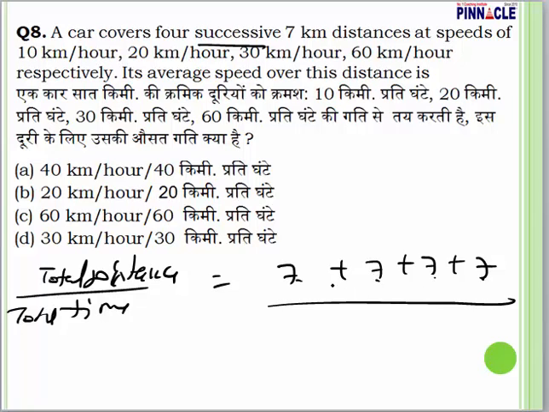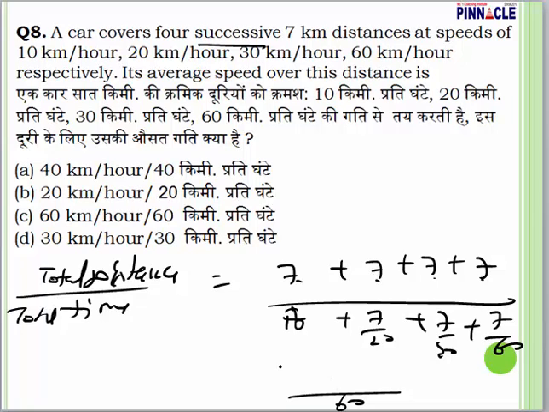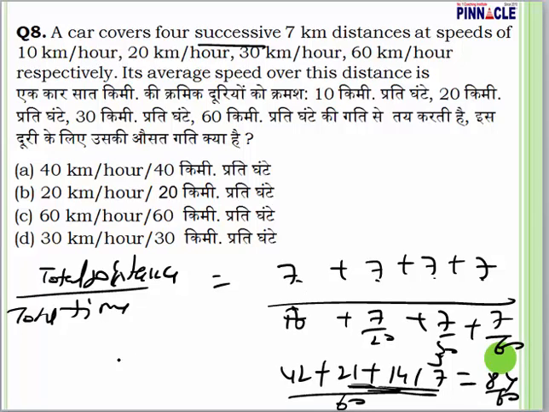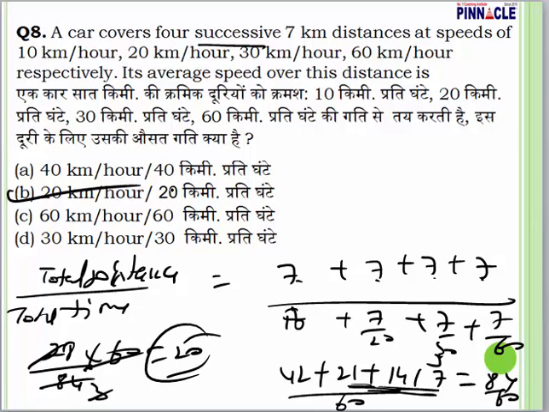Now these were 4 successive 7 km distances. 1, 2, 3, 4. And here timing would be, 10 km per hour means total time would be 7 by 10. Here 7 by 20, 7 by 30, and 7 by 60. So LCM would be 60. It should be equal to 42, 21, this is 30, 14 and 7. So 42 plus 42, 84 divided by 60. 84 divided by 60, and this is 28. So 28 and then 84 into 60. So average speed would be equal to 20. Answer is 20. B should be the answer.